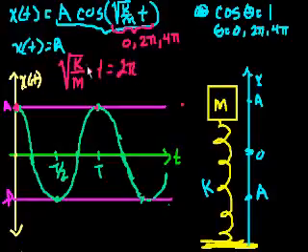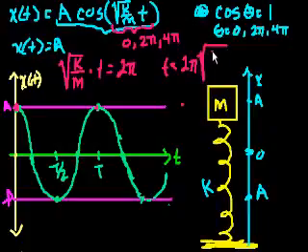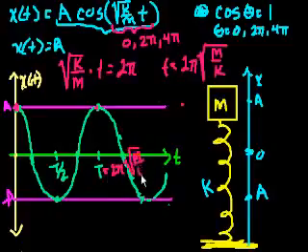Or another way of thinking about it is, let's multiply both sides of this equation times the inverse of the square root of k over m, and you get T is equal to 2 pi times the square root, and it's going to be the inverse of this, right, of m over k. And there we have the period of this function. This is going to be equal to 2 pi times the square root of m over k.